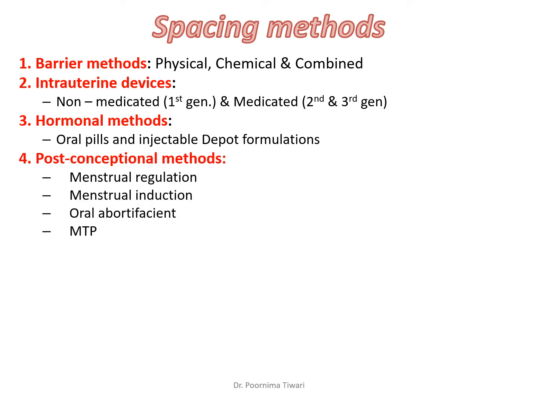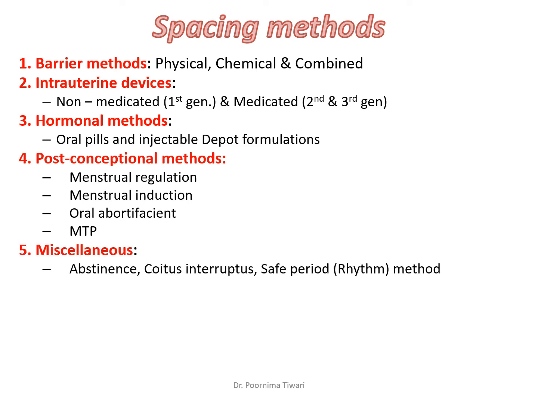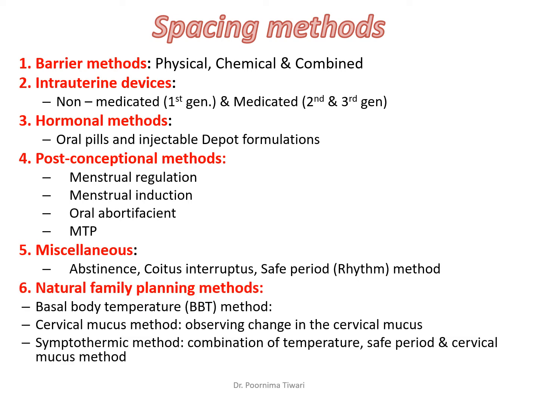Post-conception methods, that is if conception does occur, then terminating it at various periods of time after conception, like menstrual regulation, menstrual induction, using oral abortifacient, and medical termination of pregnancy. Miscellaneous like abstinence, coitus interruptus, safe period method. The natural family planning methods, basically they use the knowledge of when ovulation occurs and not having coitus around that time.